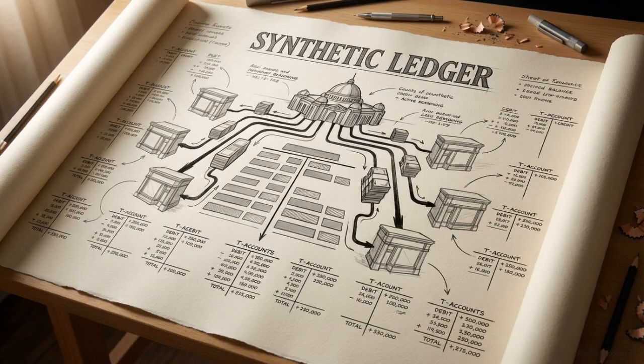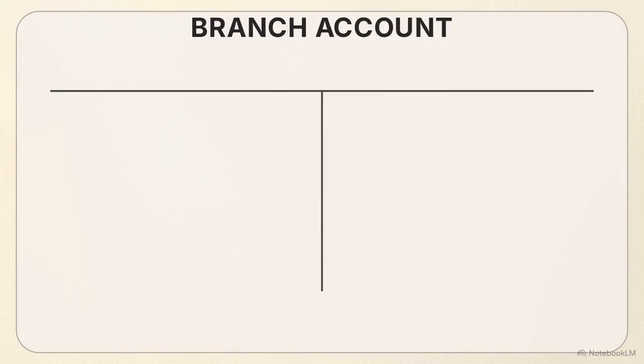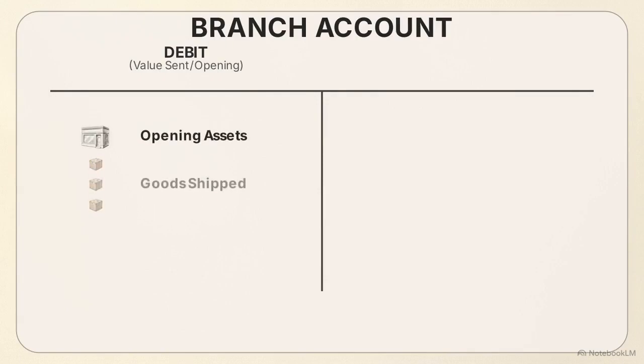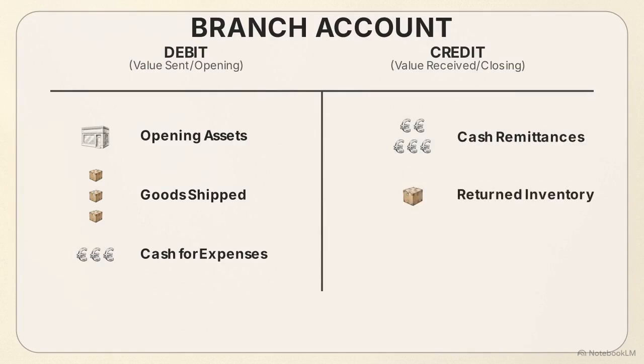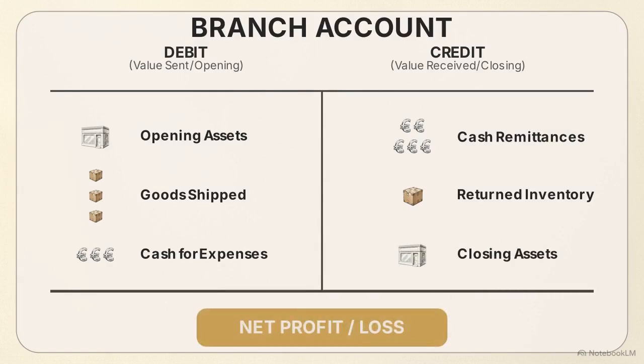The most basic architectural framework deployed by the head office to track these units is the debtors method, also known as the synthetic approach. This single ledger treats the entire remote branch ecosystem as if it were one giant debtor to the company. Everything the head office sends to the branch is recorded here on the left, the debit side. This includes opening asset balances, the cost of goods shipped, and the cash wired over for expenses. Everything the head office receives back is recorded as credits on the right. This captures the daily cash remittances, any returned inventory, and the value of closing assets, outputting a final balancing line at the bottom representing net profit or loss.